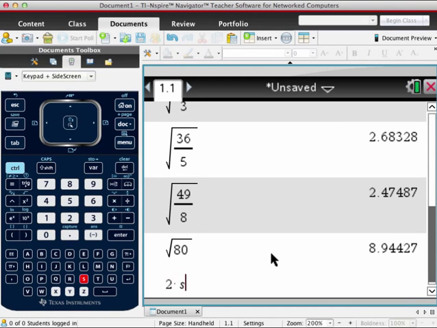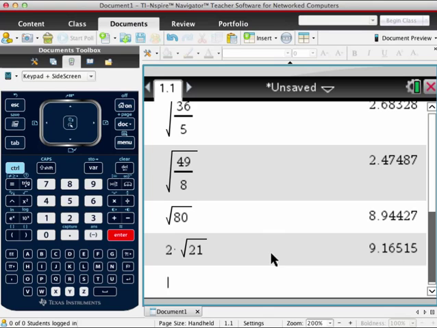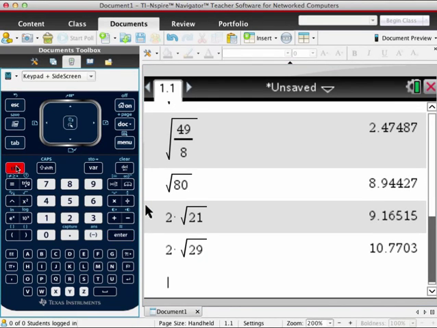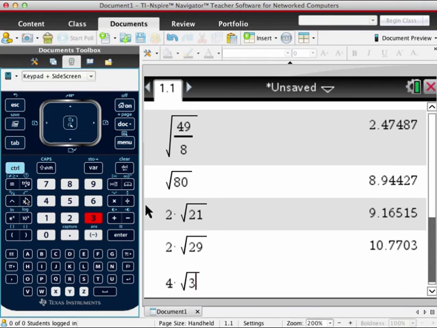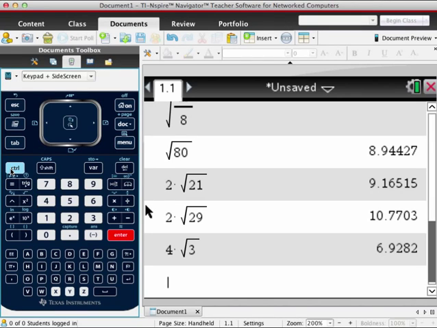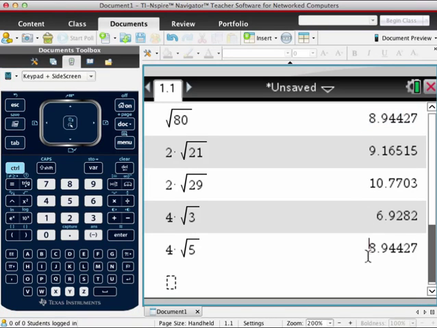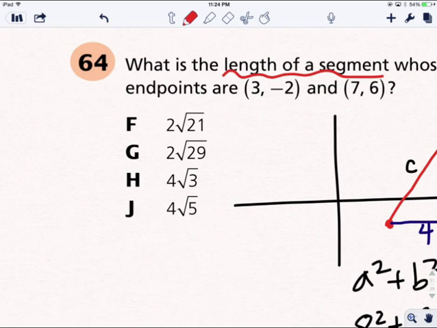So 2 times the square root of 21. No, that's not it. How about 2 times the square root of 29. No, that's even bigger. How about 4 times the square root of 3? No, that's too small. That must mean that 4 times the square root of 5 is it. Okay? You see that this number matches that number. So the correct answer choice is 4 times the square root of 5, which is J.